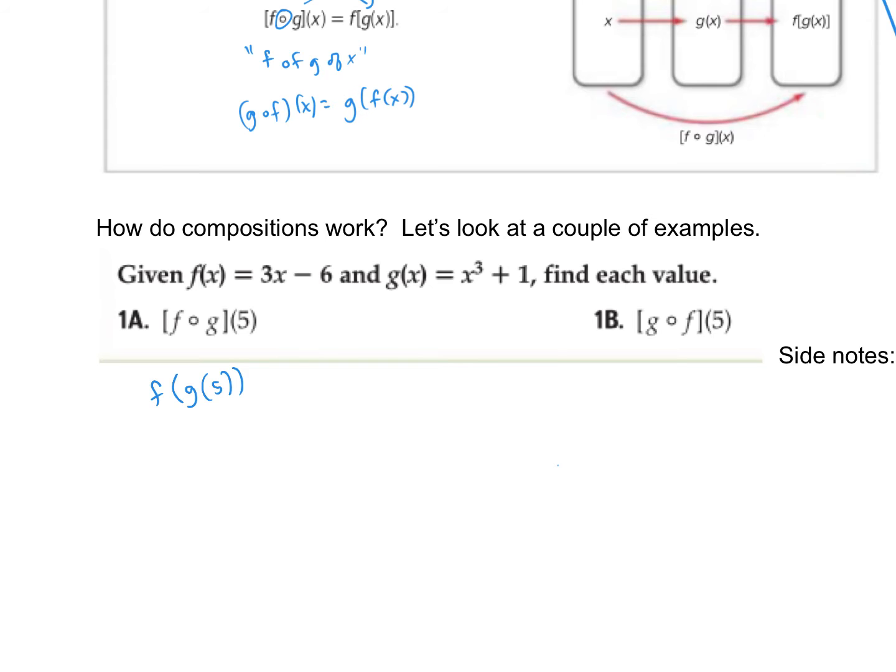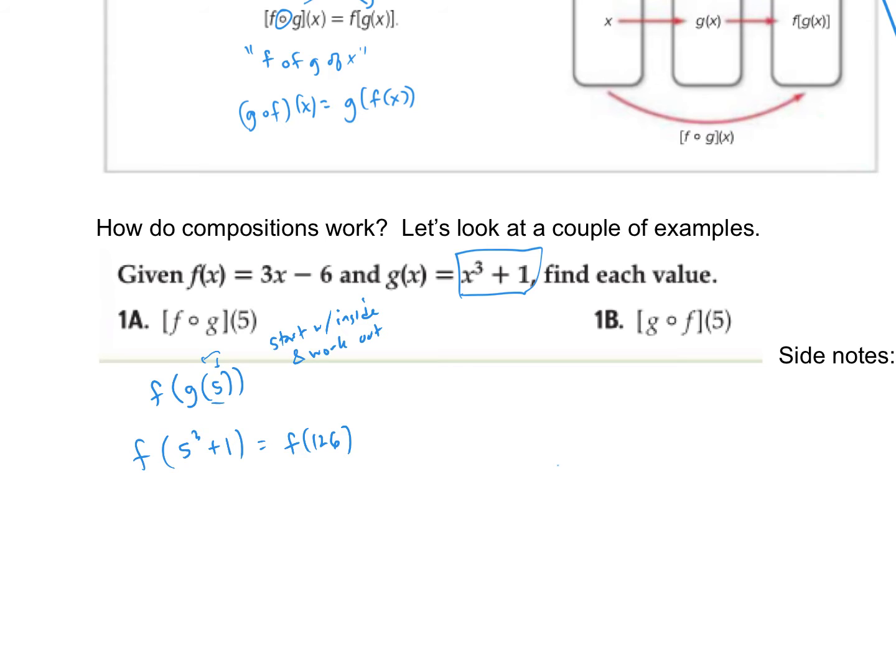And then whenever you're actually working with a function, you know how you normally take the number inside and plug it into the function? That's how compositions work as well. You start with the thing on the inside, and you're going to work your way out. So I'm going to start by plugging 5 into g. So when I do that, g was x cubed plus 1, so that would be 5 cubed plus 1. And 5 cubed plus 1 is 126.